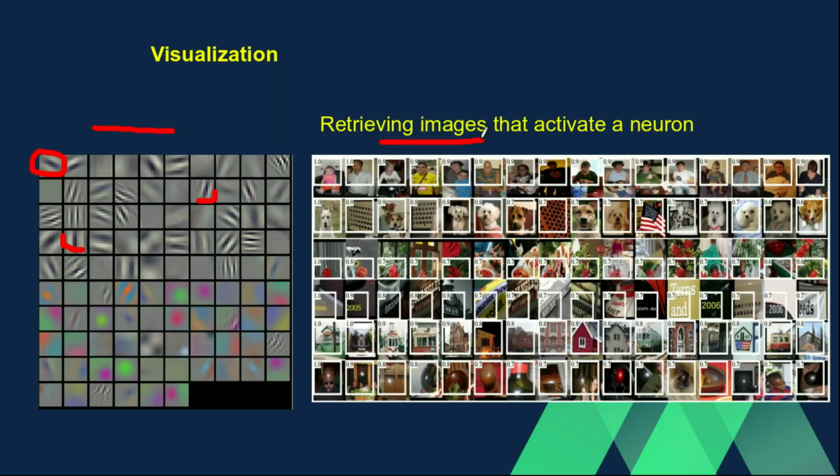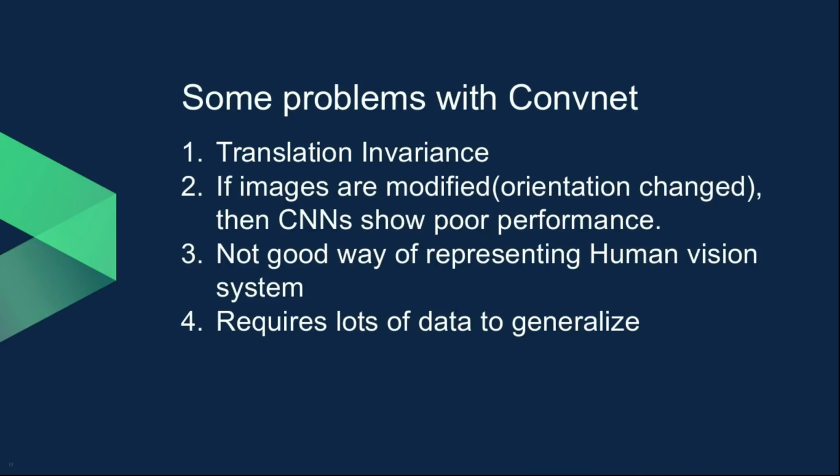And here is a picture wherein we are retrieving images that are activating a neuron. This visualization technique uses a large data set of images, and we feed them into a network and keep track of which images maximize activation of some neurons. We can then visualize the images to get an understanding of what a neuron is looking for in its receptive field.